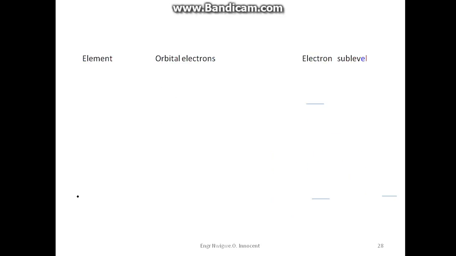Element boron, orbital electrons 1s2, 2s2, 2p1. In the electronic sublevel, the arrow pointing upwards is filled first, that is 1s, 2s, 2p. Then the arrow pointing downwards indicates that 1s2 is completely filled, 2s2 is completely filled. Since the 2p has only one electron, the sublevel is complete.